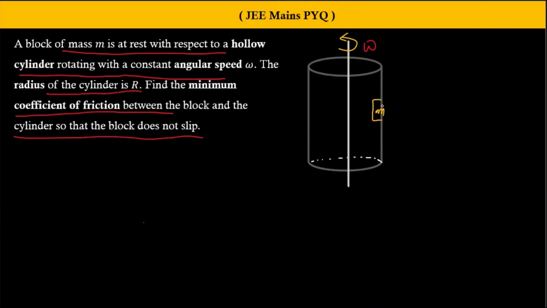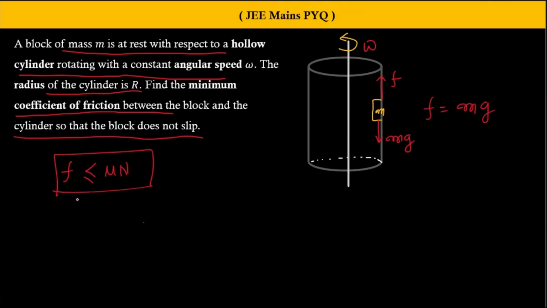If it does not slip, see, what will be its slipping tendency, towards which side? On this surface downward, why, because of the mg force acting, okay. So friction must operate upward, and we know that friction will be less than equal to mu n, okay. So in order for it not to slip, F is equal to mg. So you will write here F should be equal to mg, so mg will be less than equal to mu n. Now what will be the value of n?